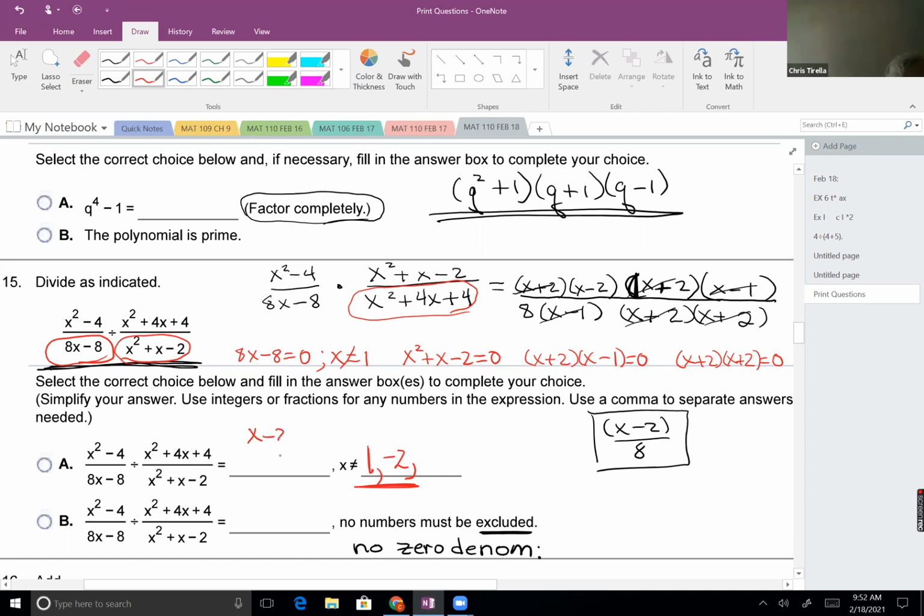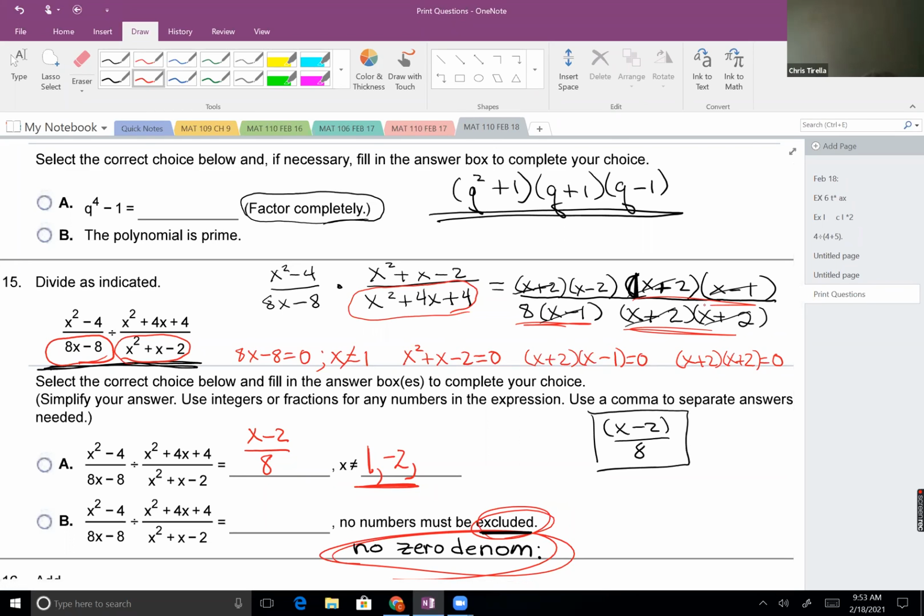And so if it's asking you about what to exclude, remember we're setting those denominators equal to 0. And I'm not going to lie, I usually do this at the end because I find it easier to do once I've got all of those things factored, to think of just setting each factor equal to 0.